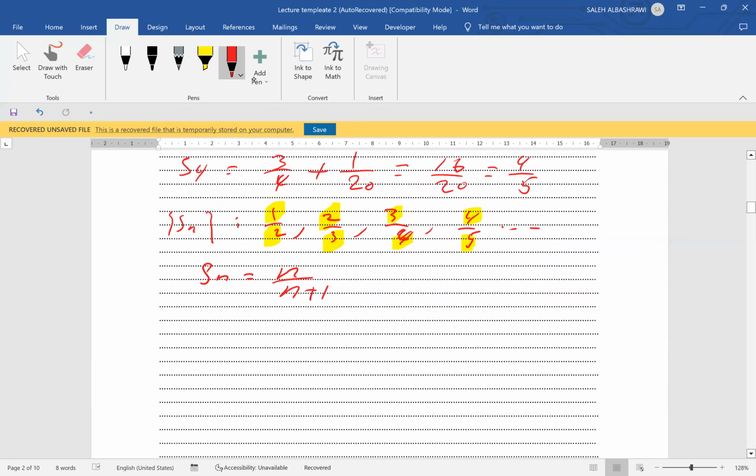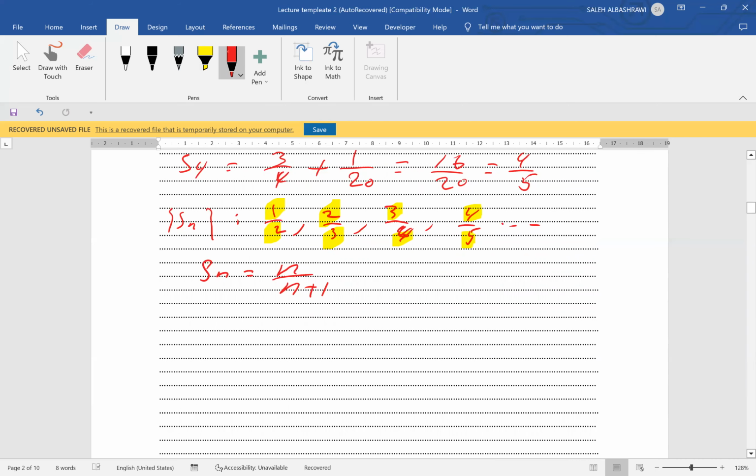Now the limit for this Sn as n goes to infinity is equal to the limit of n divided by n plus 1 as n goes to infinity. And as we did for the continuous function, we can take the highest power. I will have limit of n divided by n as n goes to infinity, which is equal to 1.